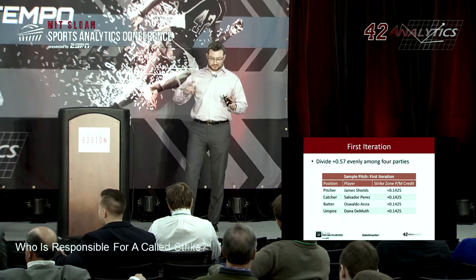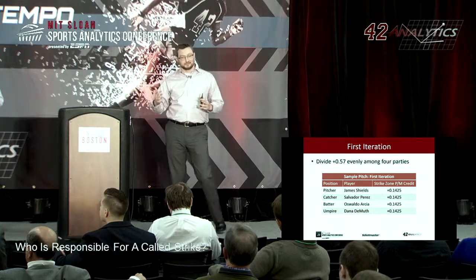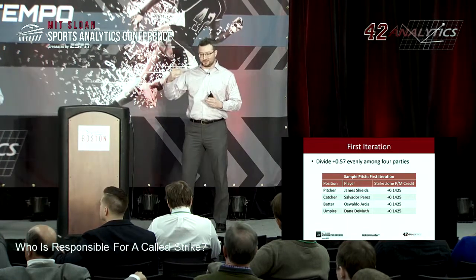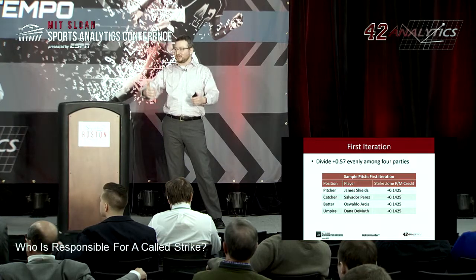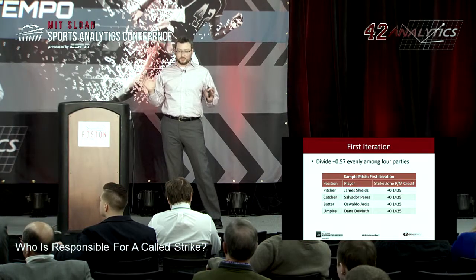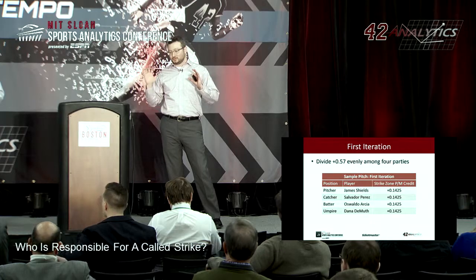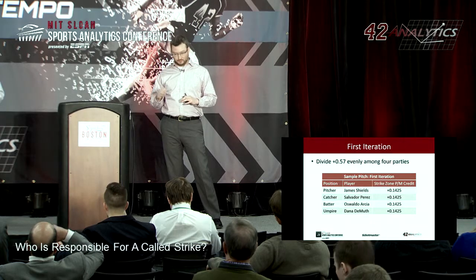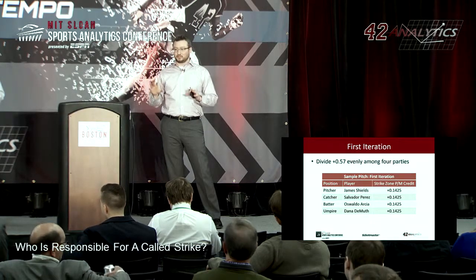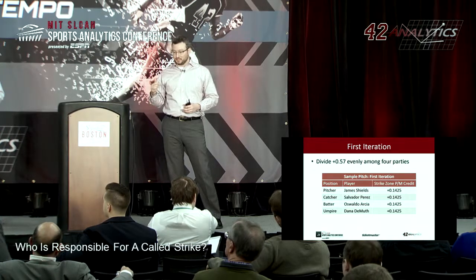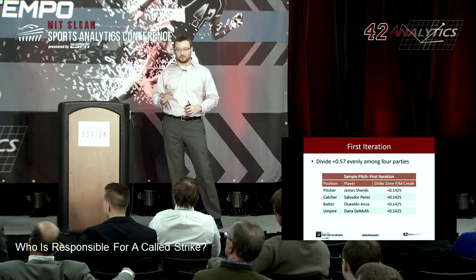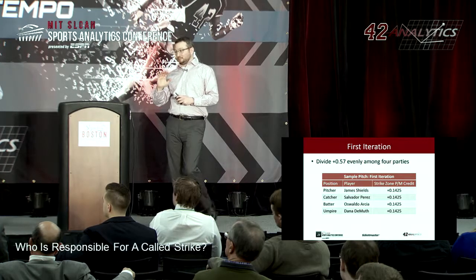Now, for this example, let's say James Shields was pitching to Salvador Perez, Osvaldo Arcia batting, Dana DeMuth behind the plate. Again, as I was mentioning before, initially we don't know anything about the tendencies of any of these 4. So we're going to just assume that in this first iteration, they all can lay equal claim to that 0.57 points of credit. So we're going to give them each positive 0.1425 points of credit.